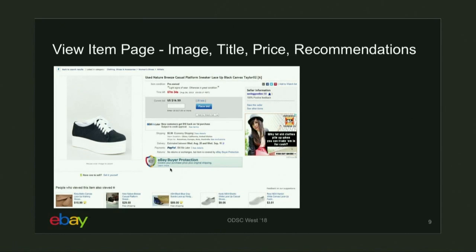If you go to the eBay page, this is what we call the view item page. When you're interested in a specific item, you go here. There are some things that you can notice here. There is an image. There is also a title. There is a price. There are other things on the right side. You can see seller information, like a rating and so on. And below, there are some recommendation related things. So what I'm going to talk about more are things like this, just the image.